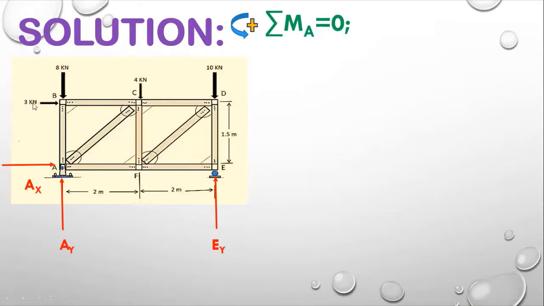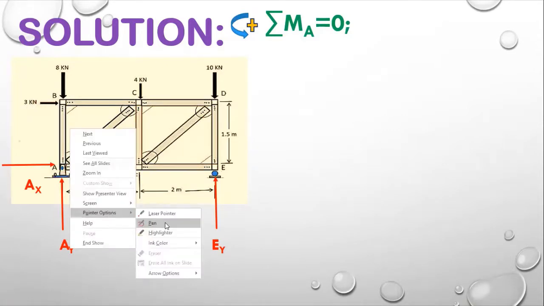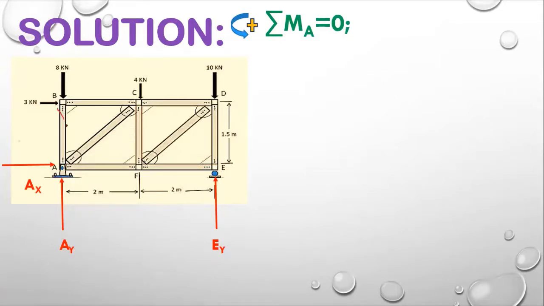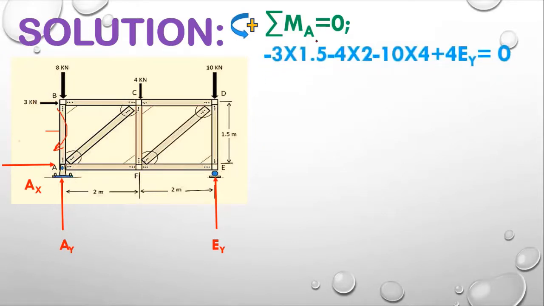So let me take a pen here. For example, its direction is like this. It will rotate like this, so it will be the negative one. So 3 kilonewton should be multiplied with the perpendicular distance, that is 1.5 meter. So minus 3 into 1.5 meter. You can see this is the first term that I wrote here.